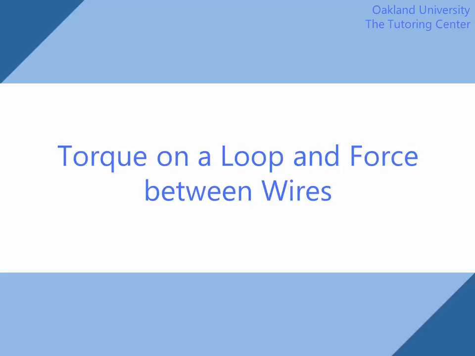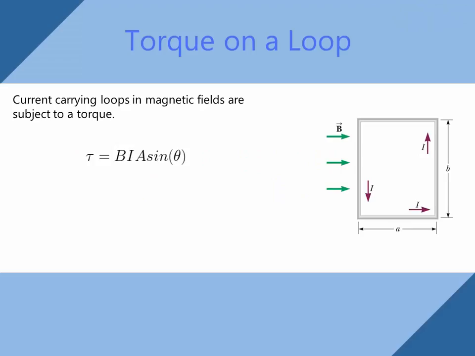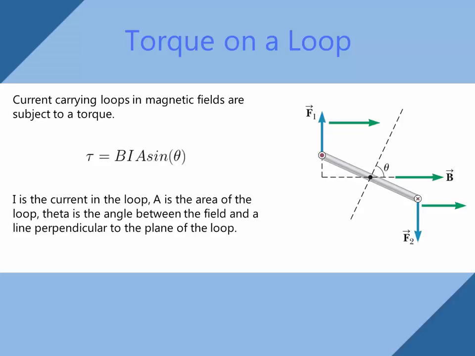In this video, we'll be talking about torque on a current-carrying loop and the force between two parallel wires. Current-carrying loops in magnetic fields will be subject to a torque. In the formula, I is the current in the loop, A is the area of the loop, theta is the angle between the field and a line perpendicular to the plane of the loop.